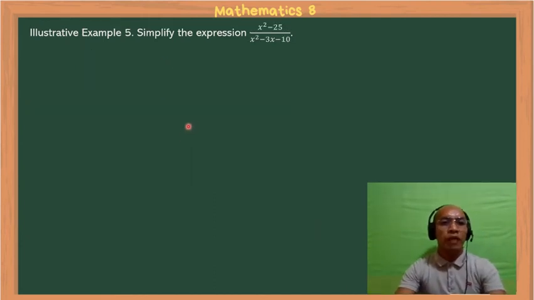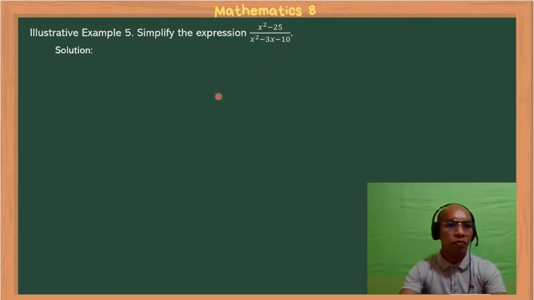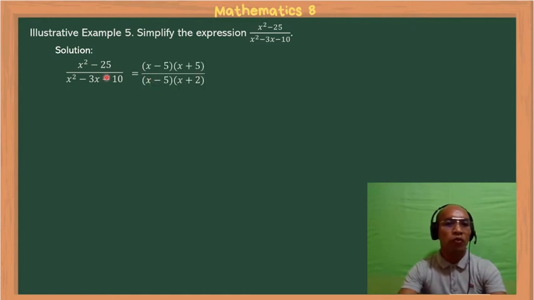So example number 5. Simplify the expression x squared minus 25 all over x squared minus 3x minus 10. The numerator, x squared minus 25, is a difference of two squares. To factor a difference of two squares, we just get the square root of the first term. The square root of x squared is x. Then the square root of 25 is 5. If we use negative 5 here, we have to copy the same expression, but change the sign or the operation, from negative to positive. So this is now the factored form of x squared minus 25.